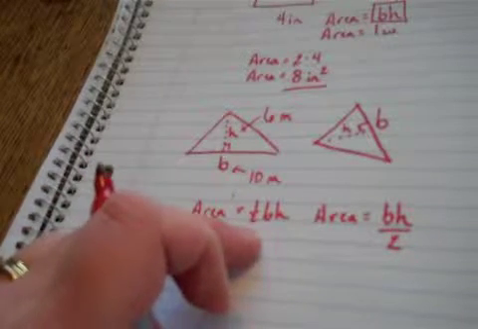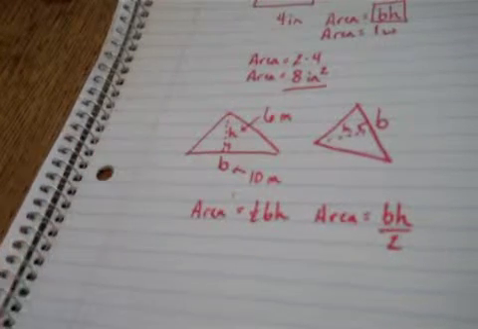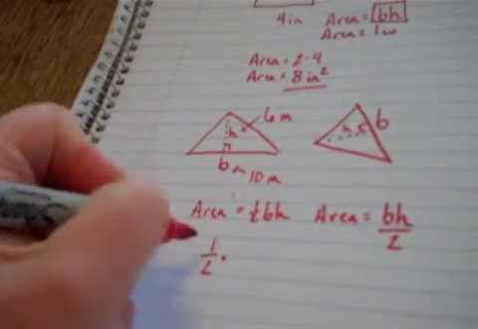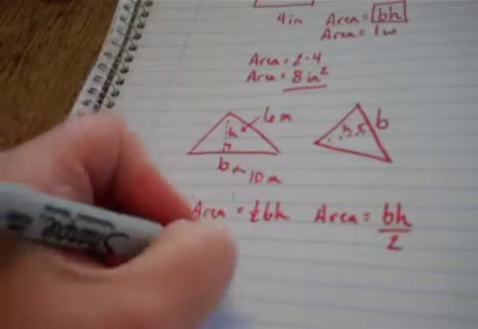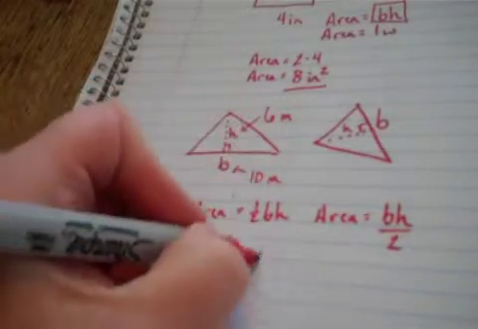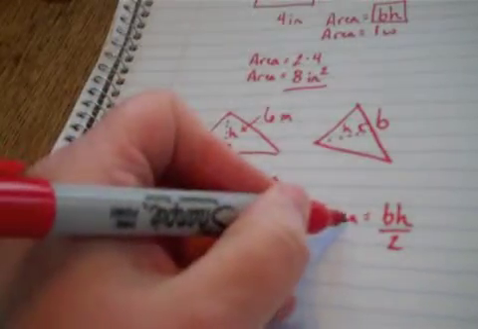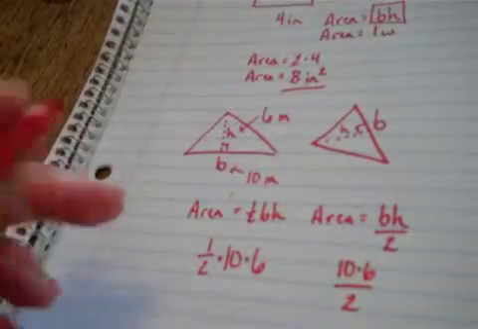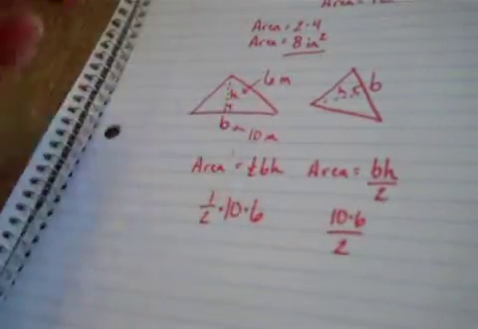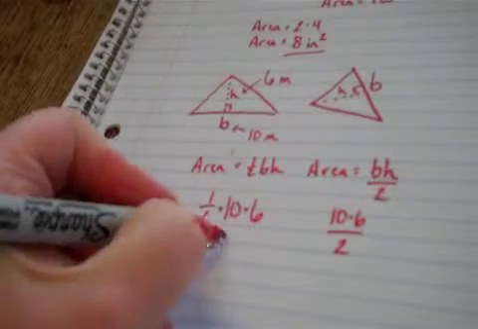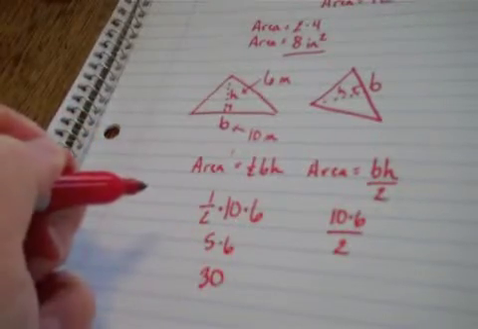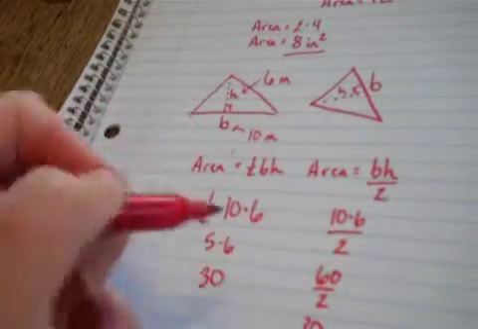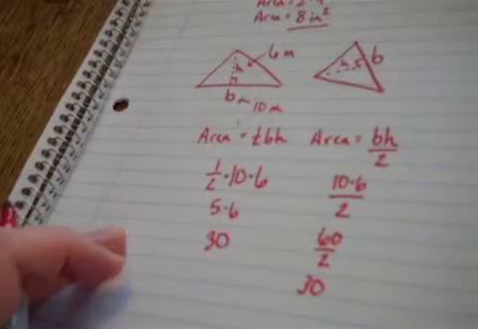The 1/2 base times height I know upsets a lot of students because of the fraction 1/2. So if I do this first formula, it's going to be 1/2 times the base in this particular picture is 10 times the height of 6. Or if I use this formula, I would write 10 times 6 over 2. Either way, I'll get the same answer. If I do the problem on the left, half of 10 is 5 times 6 gives me 30. Over here, 10 times 6 is 60 over 2 gives me 30. Either way, I'm going to get the same value.